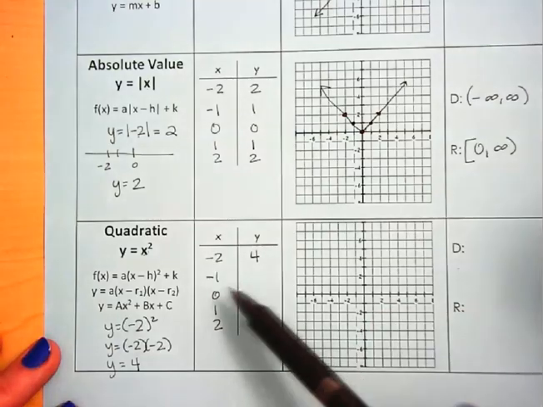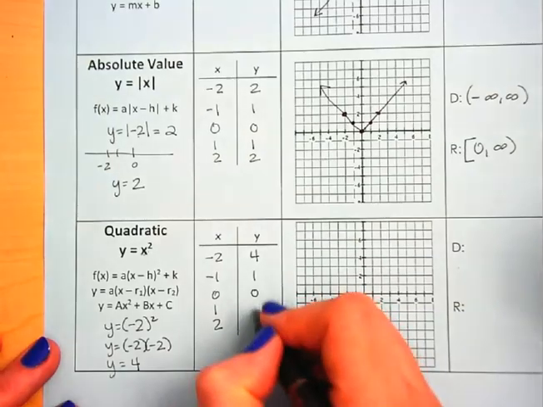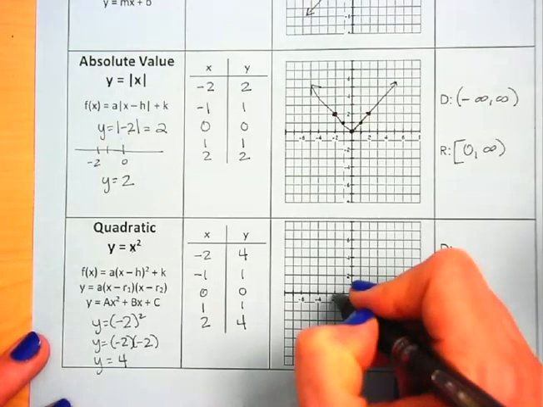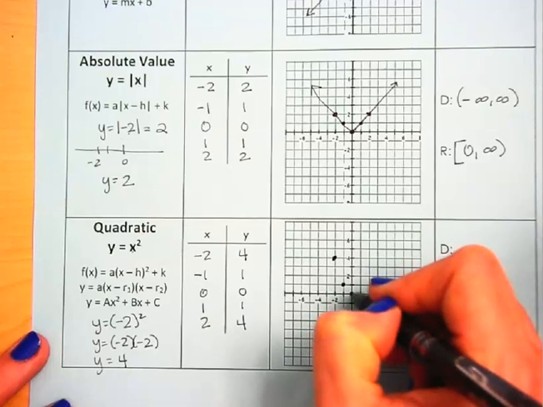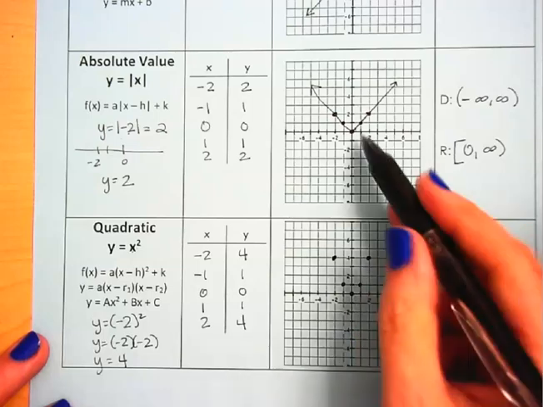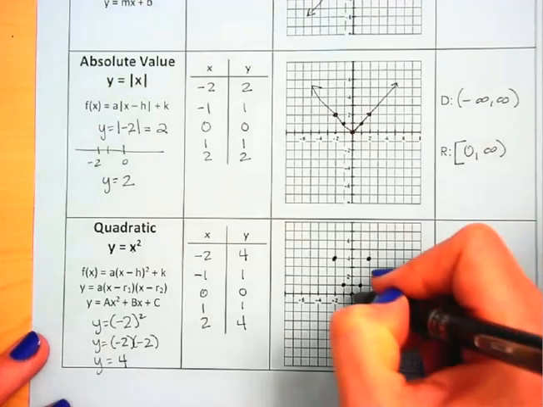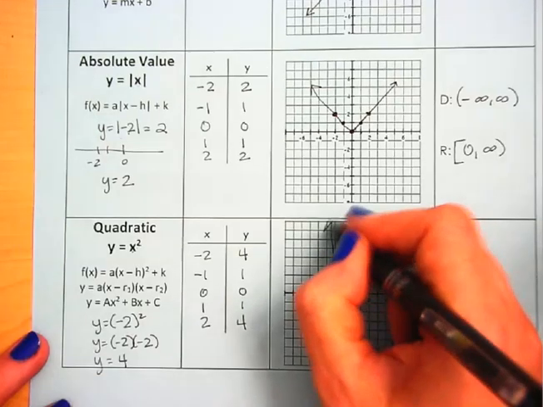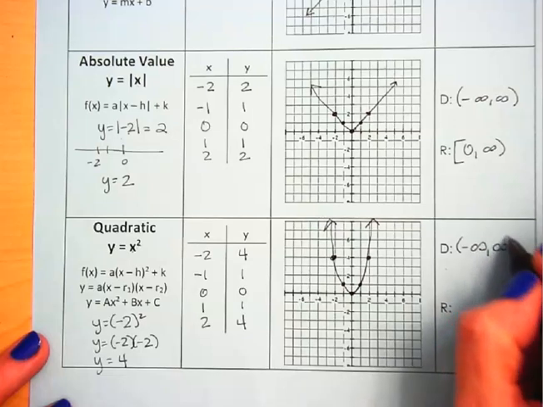So I'm going to do that same math for the rest of these x values, and it will give me positive 1, 0, positive 1, 4. And I'm going to graph that. Left 2 up 4, left 1 up 1, 0, 0, right 1 up 1, right 2 up 4. And this, so whereas absolute value had a corner here, a sharp turn, quadratic is a smooth curve. But the domain and range are the same as absolute value.